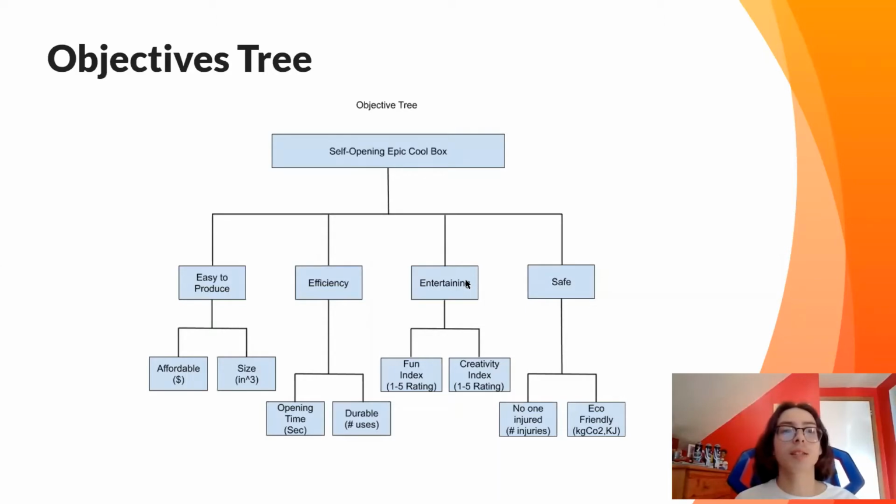Objectives are things the team wants the design to be or look like. An objective tree was made to list all objectives as well as sub-objectives, and as you see, the farther you go down the tree, the more specific the objectives get. Our main four objectives were easy to produce, efficiency, entertaining, and safety.